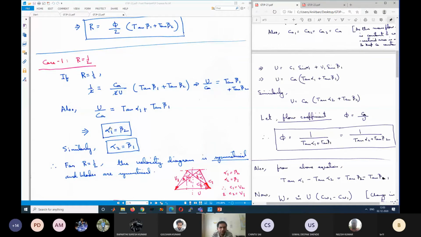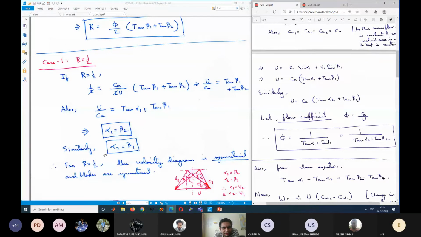So U by Ca is tan alpha 1 plus tan beta 1. This we have previously obtained from the velocity diagram, and this we are obtaining from the degree of reaction. So using these two relations, you can see that beta 2 is equal to alpha 1. If you cancel tan beta 1, beta 2 is equal to alpha 1.